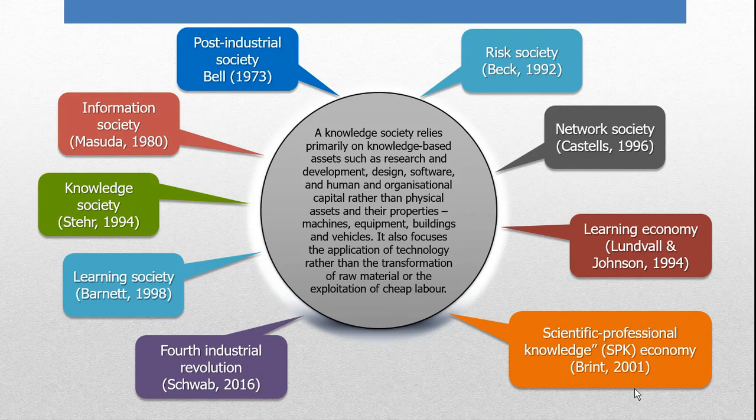This is what is coming out of all of this work, such as research and development, design software, human and organizational capital, rather than physical assets. And their properties such as machines, equipment, buildings, and vehicles. So moving therefore from the industrial society into the knowledge society, we see this shift away from physical assets to human capital and what we know and what we can do with that knowledge as the primary focus. And they all unpack that from different perspectives.